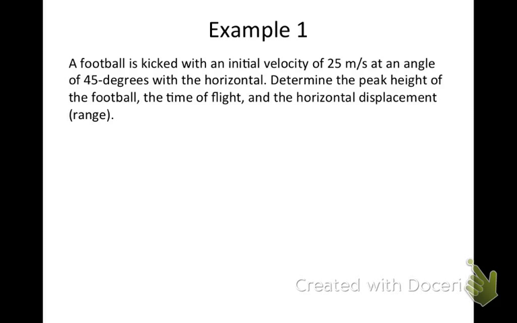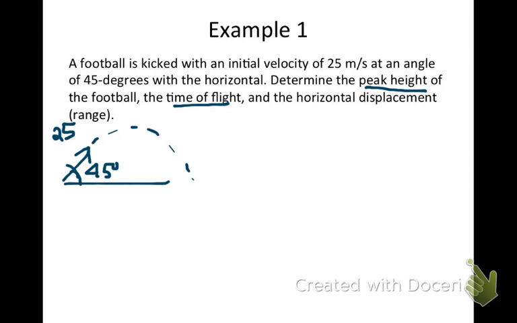Okay, example 1. A football is kicked with an initial velocity of 25 meters per second at an angle of 45 degrees with the horizontal. Determine the peak height of the football, the time of flight, and the horizontal displacement or range. So first of all, we're going to draw a picture. Here's me kicking a football at 45 degrees, going 25 meters per second. So remember, that's our vector. It's 25, and our angle is 45. Okay, and this is what we expect to happen to the football.